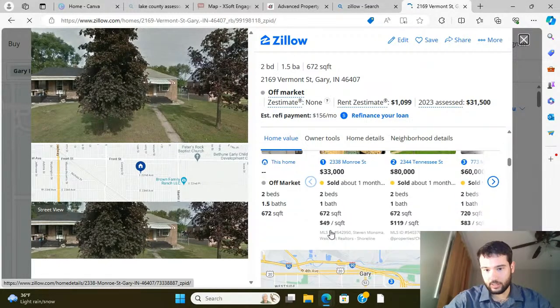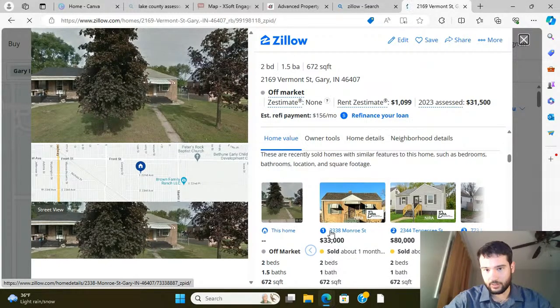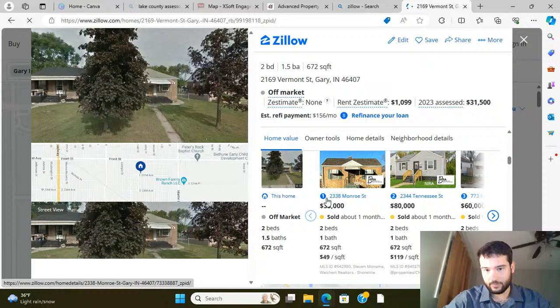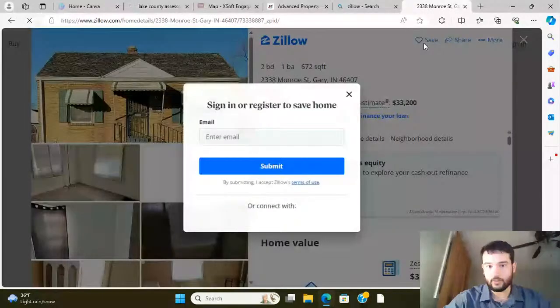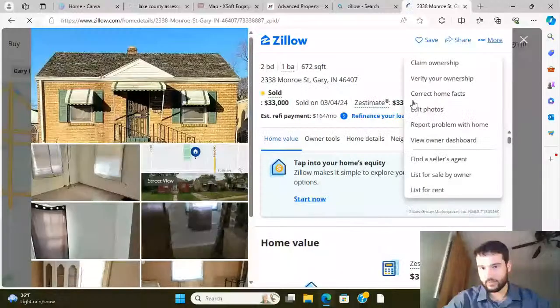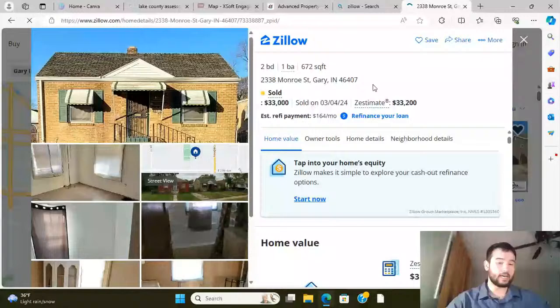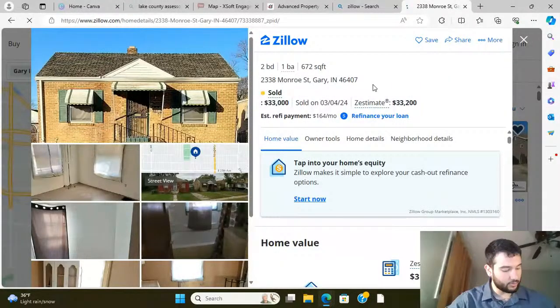So let's see. Can we select these? I wonder if we can select these. This isn't a bad one either. Tell you what. Come on. Let's see here. All right. Let's do it old school. I'm going to show you guys. We're going to get it done here. All right. So 2338 Monroe Street.